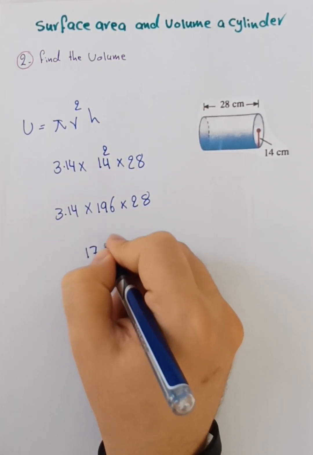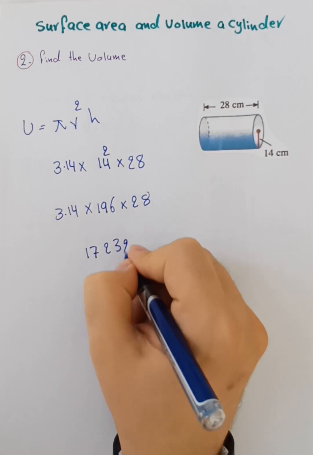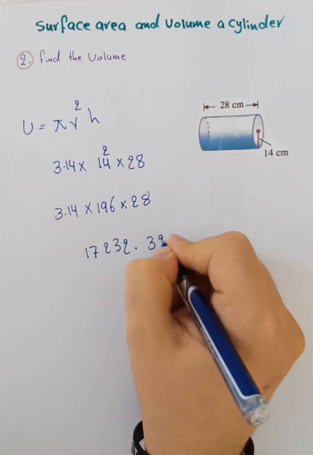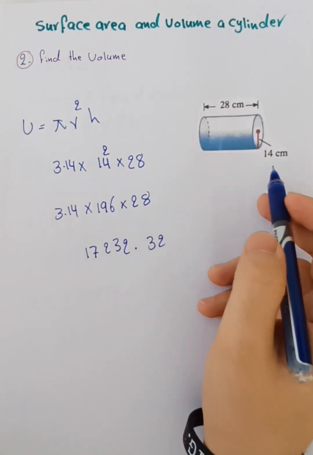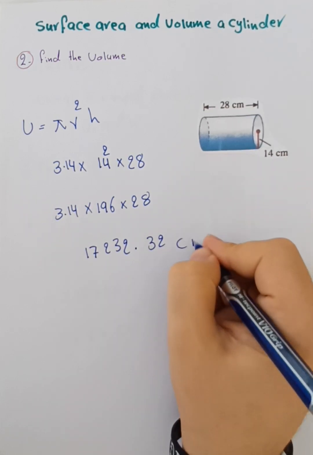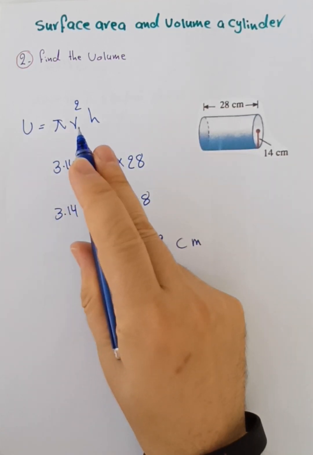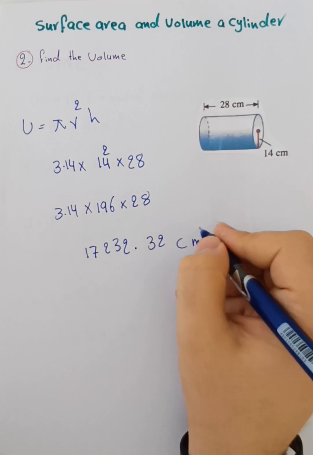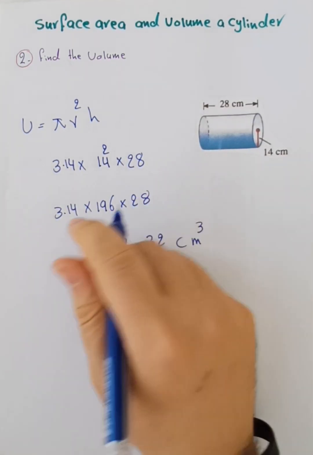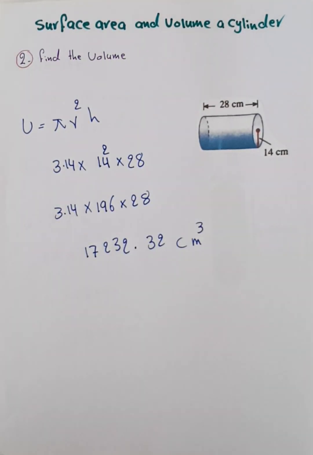And then when we multiply these three numbers all together, the product is 17,232.32. And then the unit is centimeter. You have to write centimeter, and you have volume. This unit should be cubic centimeter.